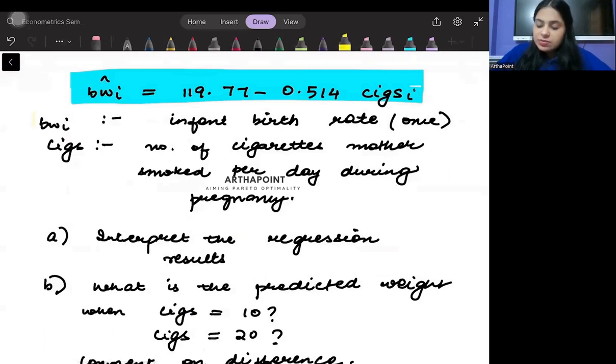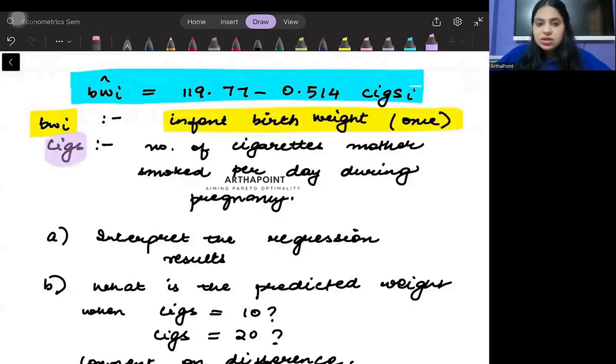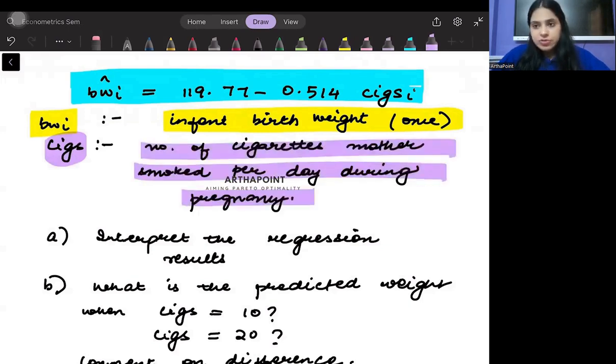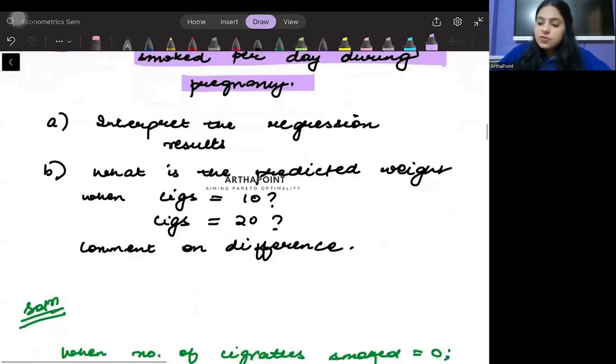And you are given that BW represents the infant birth rate, right? Sorry, this is incorrectly written, beta. This is not infant birth rate. This is infant birth weight. So BW represents the infant birth weight, and CIGS represents the number of cigarettes the mother smoked per day during her pregnancy, right?